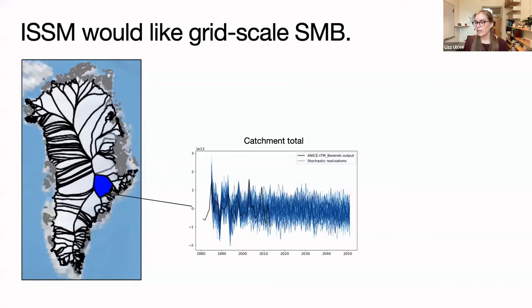What we have is this catchment total surface mass balance series that I showed in the previous slides. What the ice sheet model would like, ISSM would like, is grid scale surface mass balance. And so instead of one time series per catchment, we need to think about the surface mass balance changing at thousands of grid points within each catchment on a 1 kilometer grid scale.